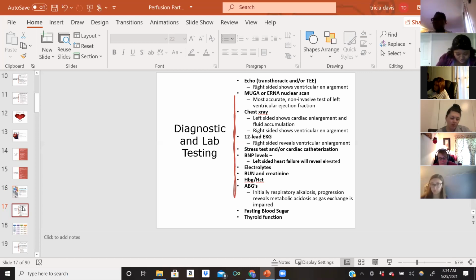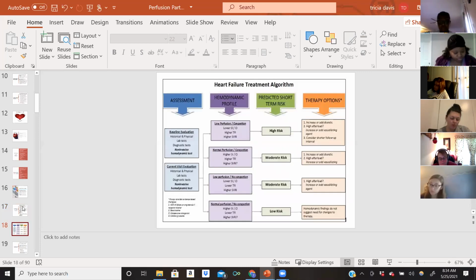We would want to check a fasting blood sugar. We know our blood sugar can change with our electrolytes and our potassium. And then we also want to look at thyroid function. So this is a heart failure algorithm. You guys can read over this.